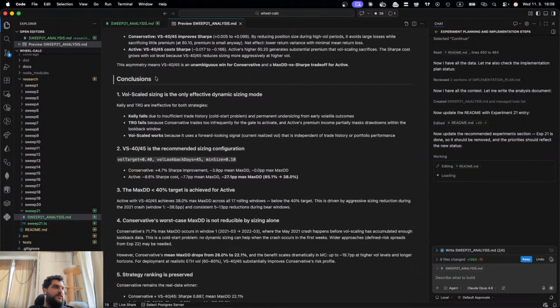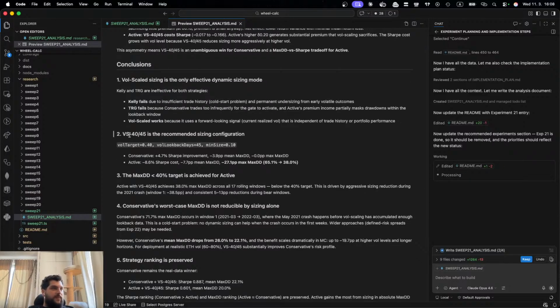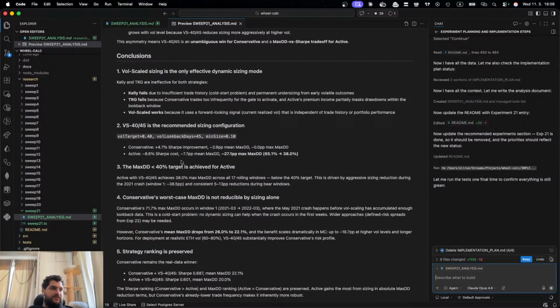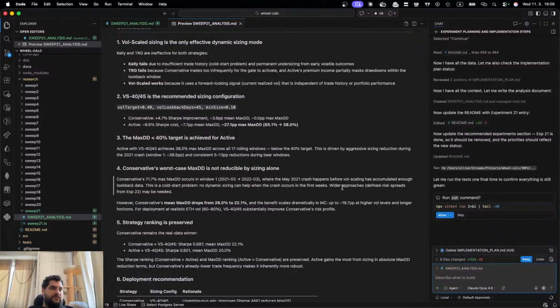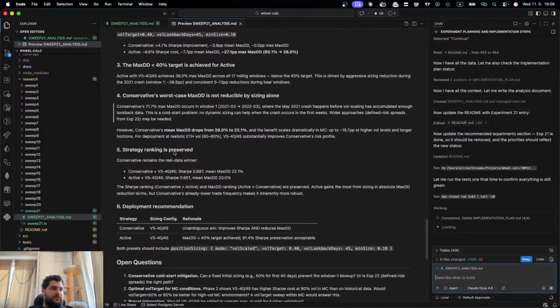So the conclusion is volatility scale sizing is the only effective dynamic sizing mode. Haley fails, TRG fails. Volatility scaled works because it uses a forward-looking signal: current realized volatility that's independent of trade history or portfolio performance. Volatility scale 4045 is the recommended sizing configuration. Max drawdown target is achieved for active. Conservative worst case max drawdown is not reducible by sizing alone. Strategy ranking is preserved.